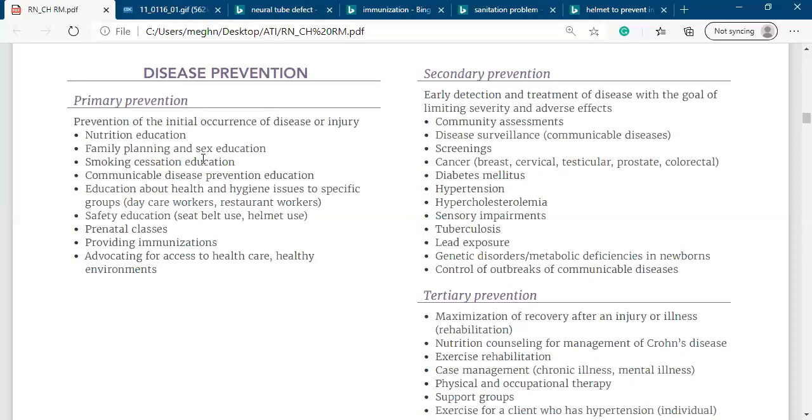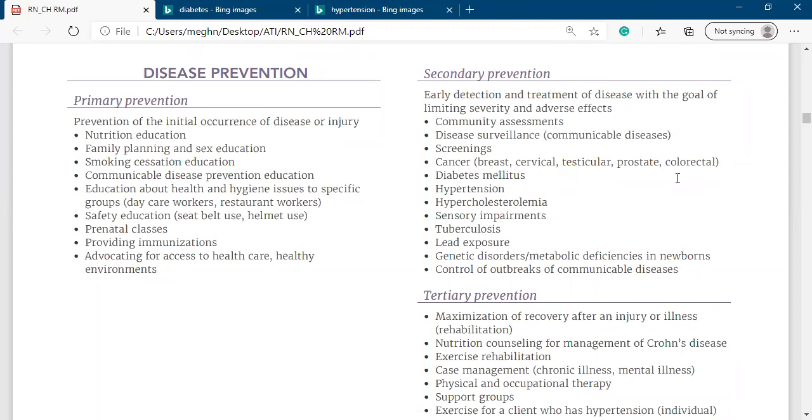Smoking causes lung cancer. Stopping smoking, or smoking education, is primary prevention. Also education related to hygiene, like sanitation, a clean environment, and drinking water, can prevent disease. Safety education, like wearing seat belts and helmets, is primary prevention. Immunization is primary. Also advocating for access to health care or a healthy environment are examples of primary prevention.